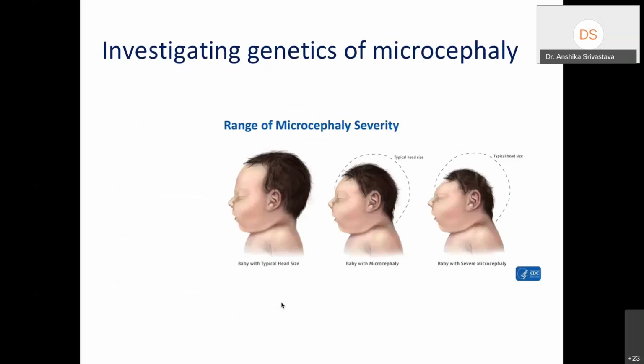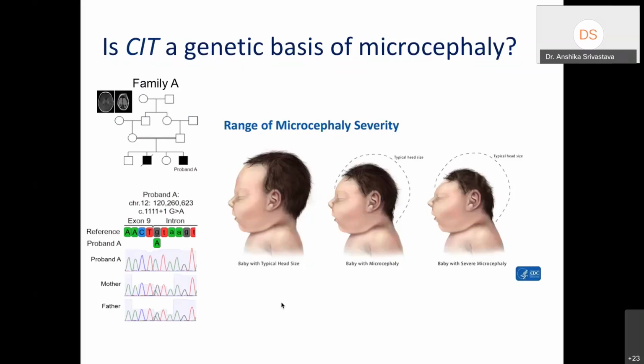So variation in citron kinase causes microcephaly. And there is a range of microcephaly severity. Some have moderate microcephaly, and some have severe microcephaly. So citron kinase is a genetic basis of microcephaly.